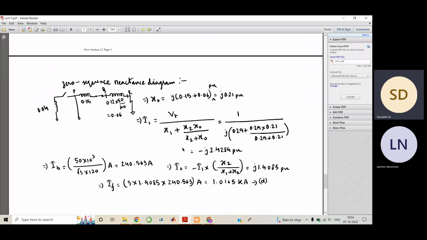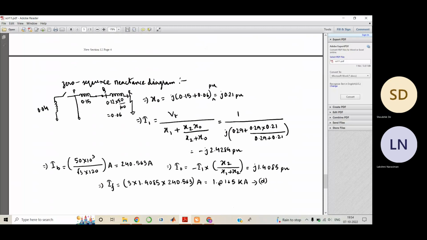Now you know the formula for the fault. This is the positive sequence current. You find this out, and then using the voltage divider formula, you find the zero sequence current. And the fault current is 3 times the zero sequence current for a double LG fault. So you just find this out. We calculate the base current and multiply it by 3 I0 into the base current.